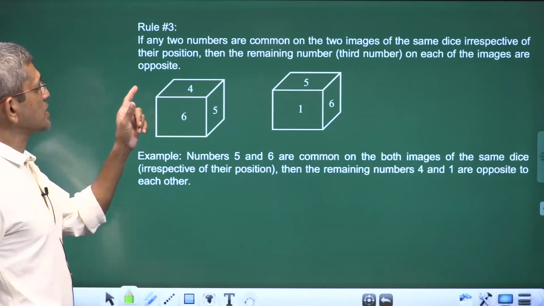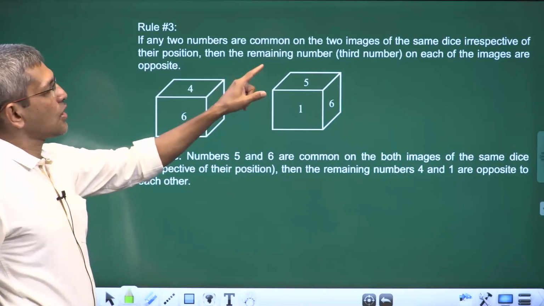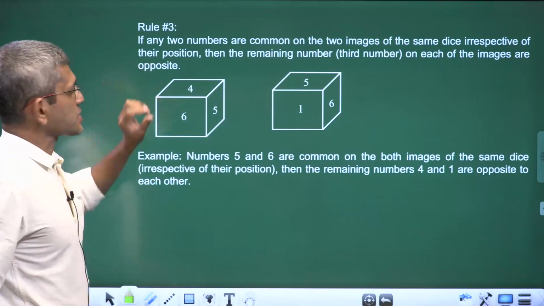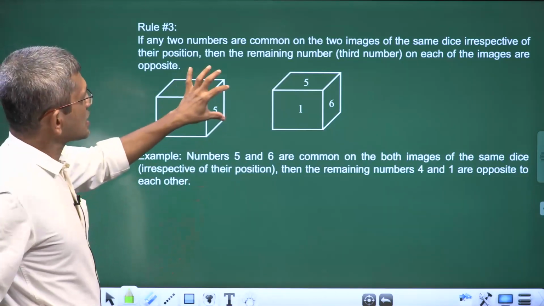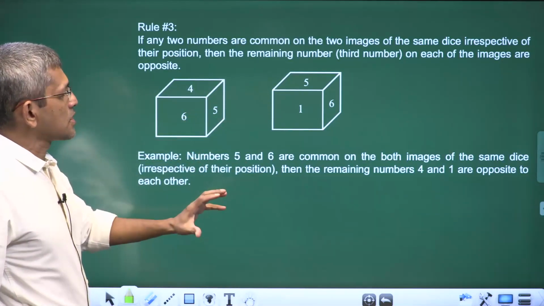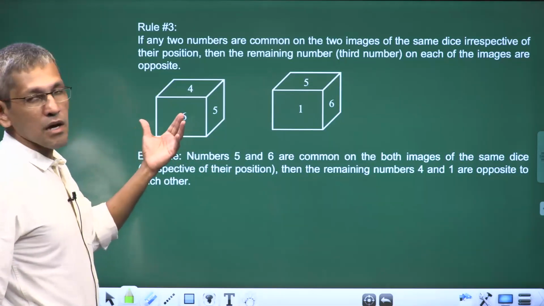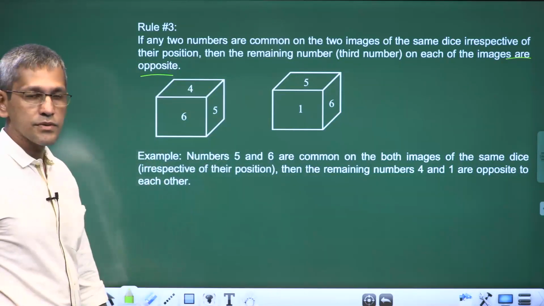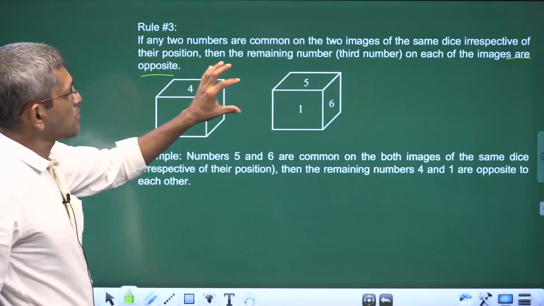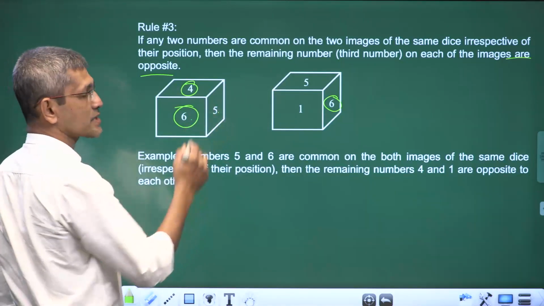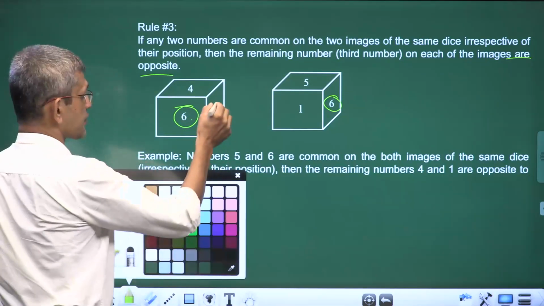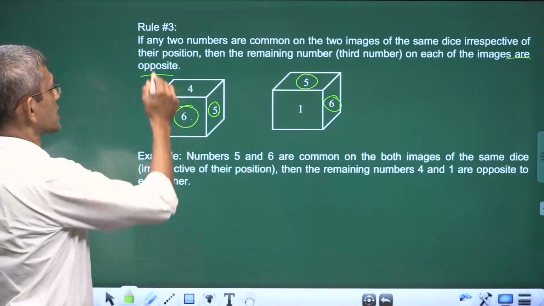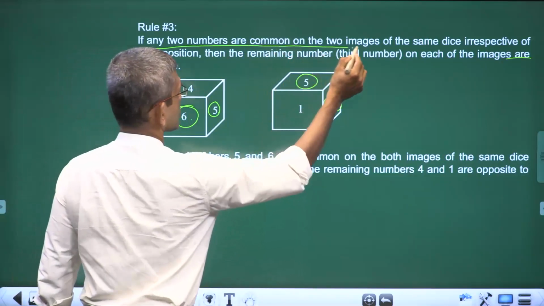What's rule number 3? If any two numbers are common on the 2 images of the same dice, irrespective of their position, then the remaining third number on each of the images are opposite. Any two numbers are common on the 2 images. Actually, it is 5 and 6 that are the common numbers, correct? So 5 is here. This is 5. So 5 and 6 are the common numbers.